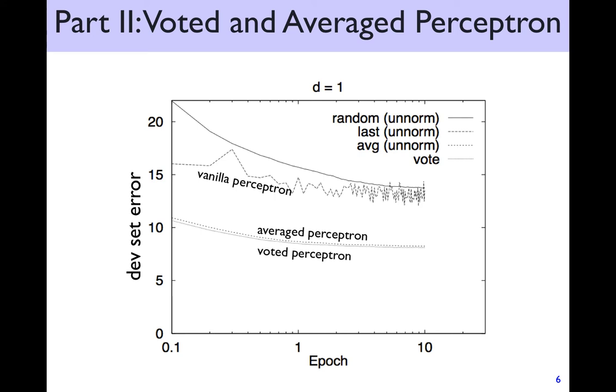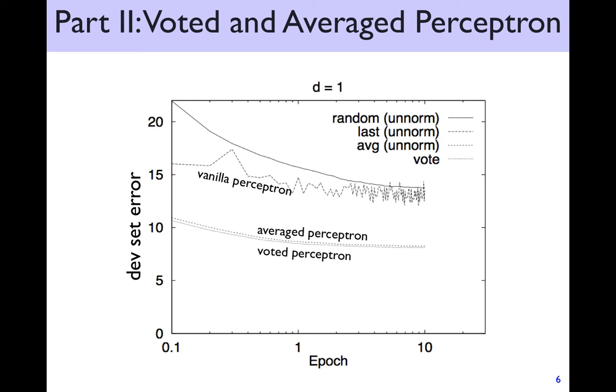Okay, part two, voted and average perceptron. As we said before, parts 2 and 3 will be devoted to two modifications, or two lines of research trying to address perceptron's problems, or two variations of perceptron. Part 2 will be voted and average perceptron. That's actually two variations already, but they are on the same theme. Part 3 will be MIRA, which is a different angle.